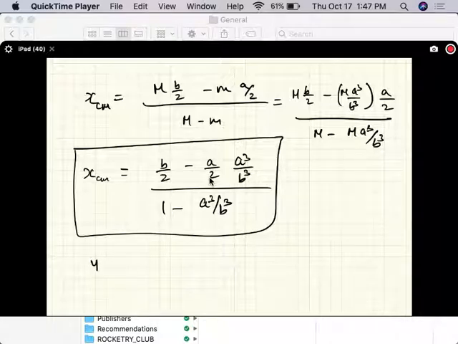Okay, so again, we just calculated the x center of mass. And the y center of mass, from symmetry of the problem, is the same as the x center of mass. Everything is symmetric.